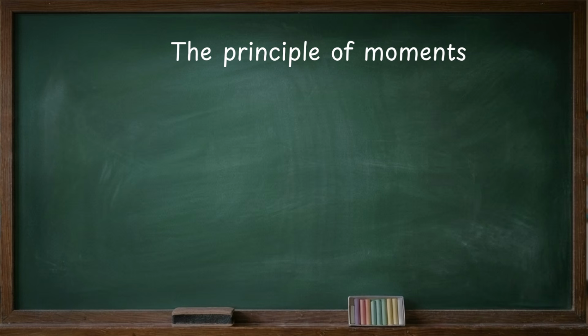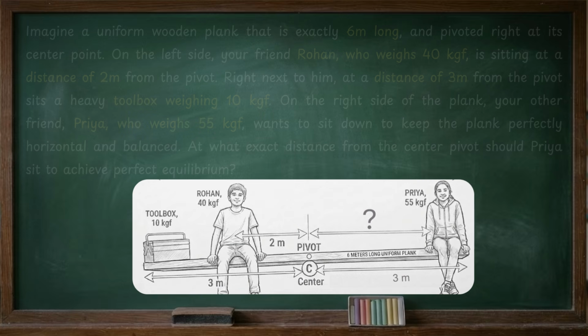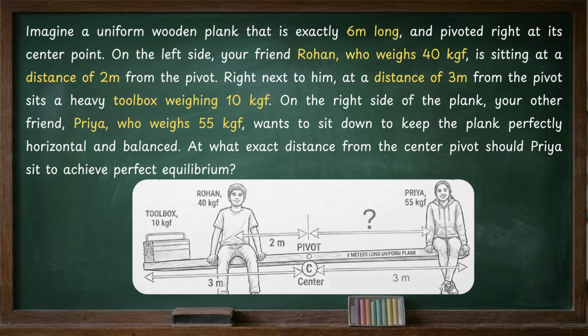Now, to refresh what you learned, here is an interesting problem for you to solve. Imagine a uniform wooden plank that is exactly 6 meters long and pivoted right at its center point. On the left side, your friend Rohan, who weighs 40 kgf, is sitting at a distance of 2 meters from the pivot. Right next to him, at a distance of 3 meters from the pivot, which is the very edge of the plank, sits a heavy toolbox weighing 10 kgf.